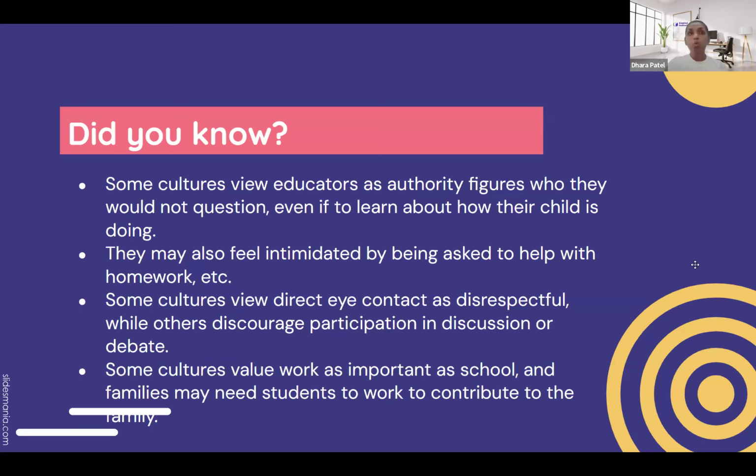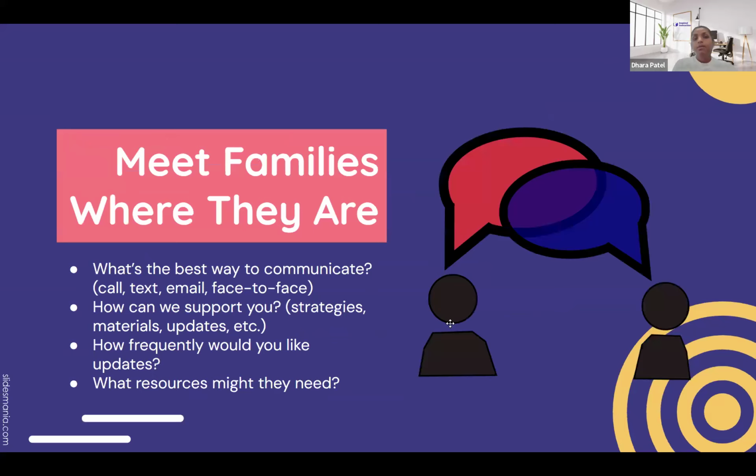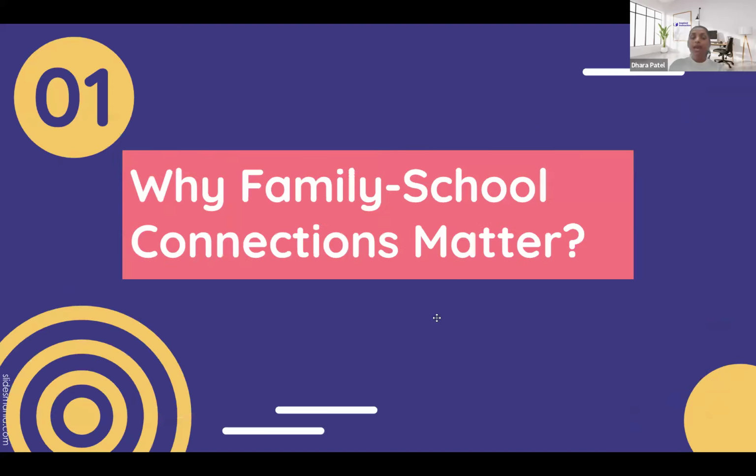And in some cultures, they value work as important as school, so families may need their kids to contribute to the family, and therefore they're not available. Our whole idea today is to think from the lens of meeting families where they are. What's the best way to communicate with this family? How are we as a school supporting these families? How frequently are we providing updates, or how frequently do they want the updates? What resources might they need to participate in any of the activities that we have to offer at school?